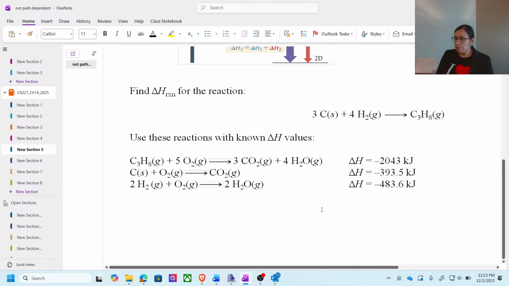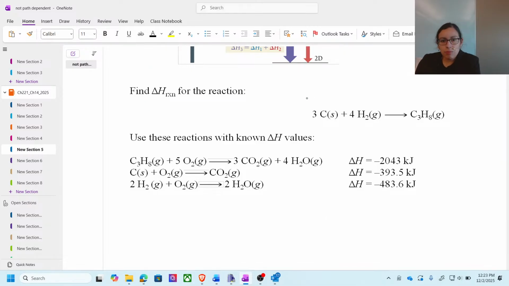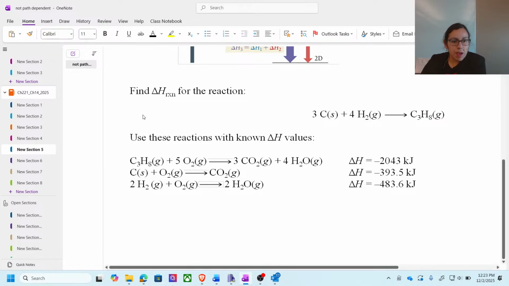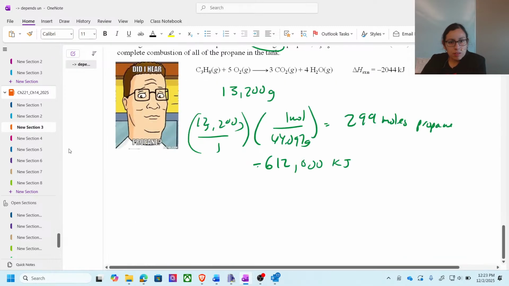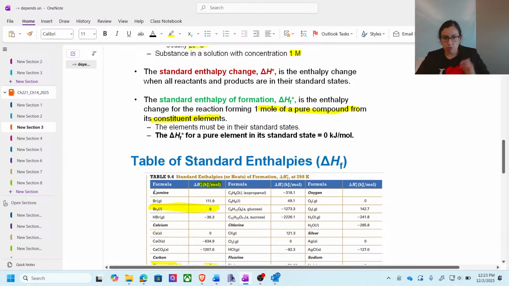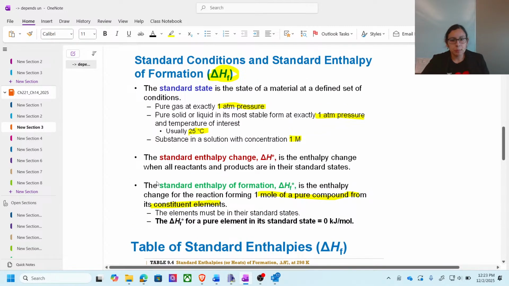And so this is kind of a puzzle too. So you kind of have to play with it, guess and check. And so now let's look at our objective here. We want to get basically our standard heat of formation, right? So we're saying, what does it mean? What's our standard heat of formation to get propane? And so if we go back, let's look at the definition, just so we're all on the same page.